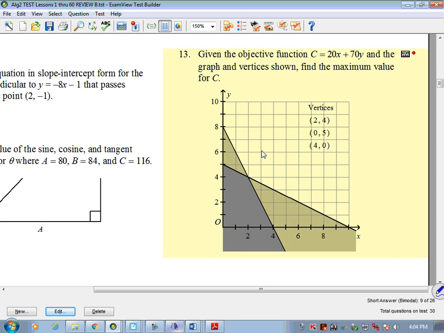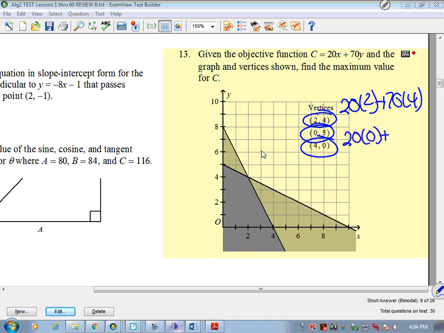Okay, 13. Given the objective function, c equals 20x plus 70y in the graph, and vertices shown, find the maximum value. All you have to do here is plug these numbers in for x and y and show what gives you the biggest number. So here we do 20 times 2 plus 70 times 4. 20 times 0 plus 70 times 5. 20 times 4 plus 70 times 0.